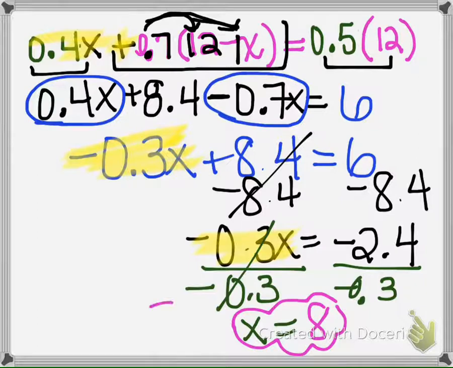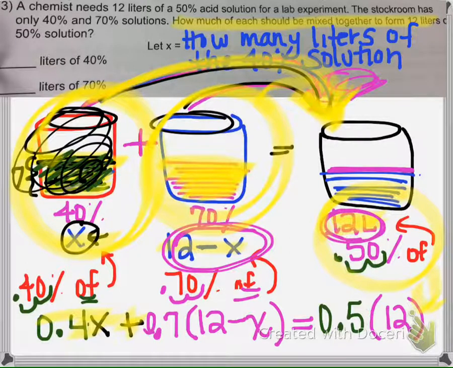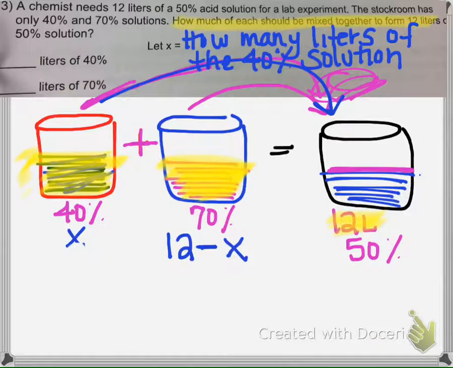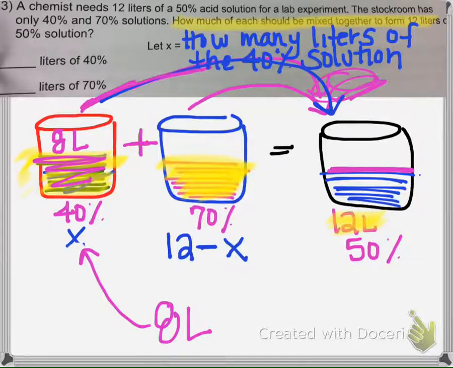So now let's make sure, well, what was X? What did it represent? So if we go back to our beginning here, we let X represent how many liters of the 40% solution. So what we found, the 8 that we found, the 8 liters, is X. So it's telling us that we're going to pour in 8 liters of this mixture here, into our mixture here. So 8 liters is going to come from this solution here.